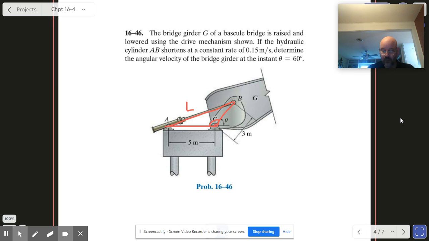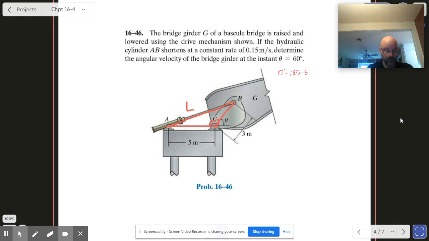So maybe we should write that down. So theta prime is 180 minus theta, all right? That's gonna be important. So to get started, like I've said, we just need to define our relationships.